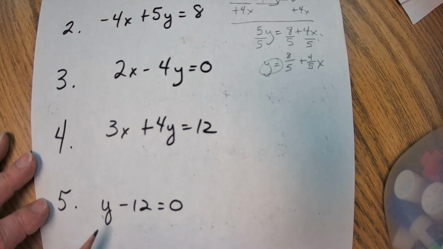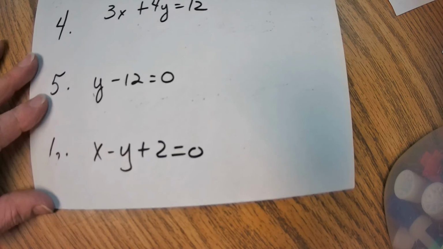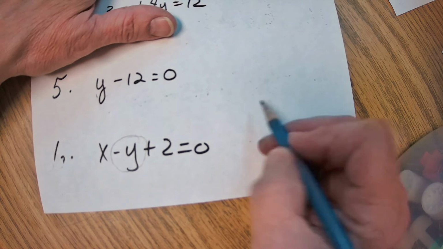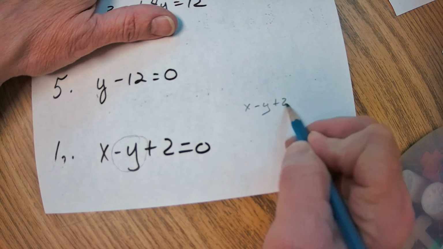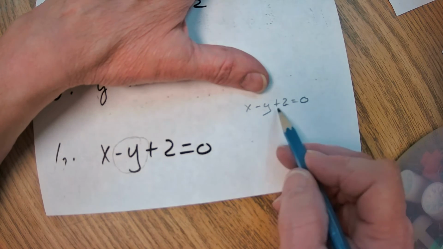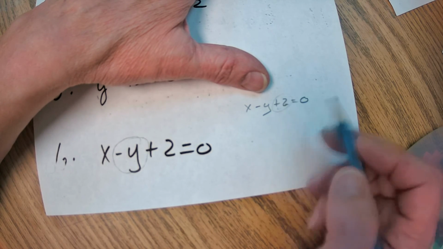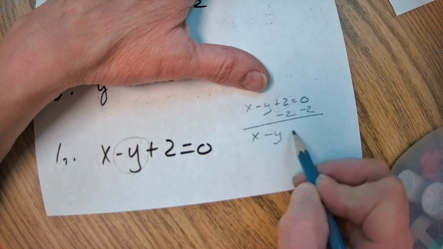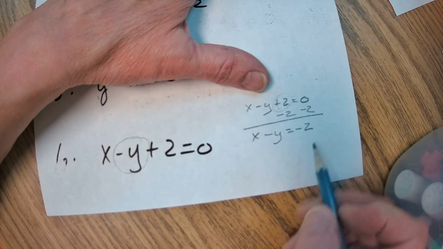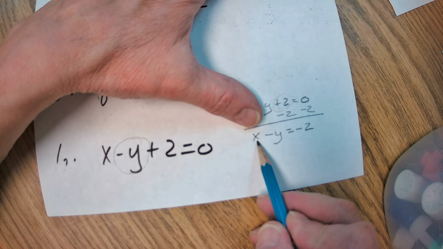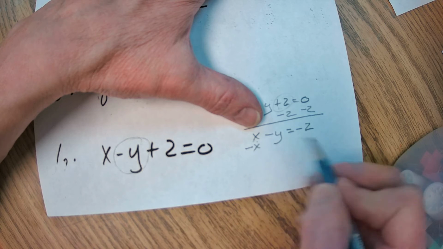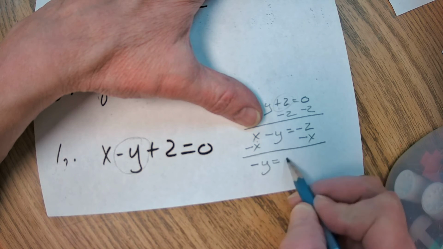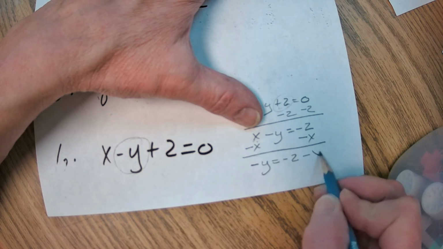I'm not going to do number 5 because that's super easy. Let's look at number 6. So remember, I want to solve for y. So the first thing, let's get rid of this. So I'm going to subtract 2 from both sides, which leaves me x minus y equals -2. And now I'm going to subtract x, because I don't want it on there anymore, which leaves me -y equals -2 minus x.